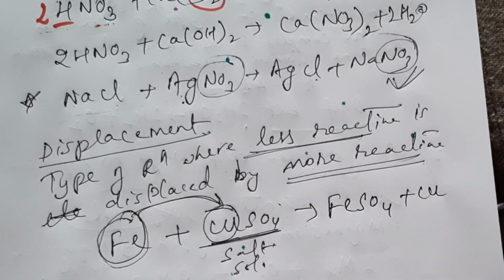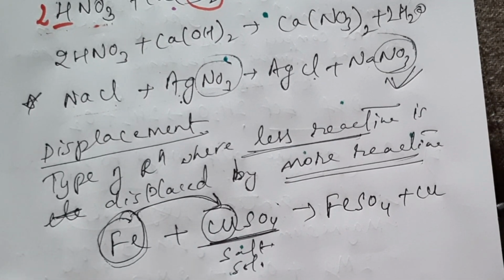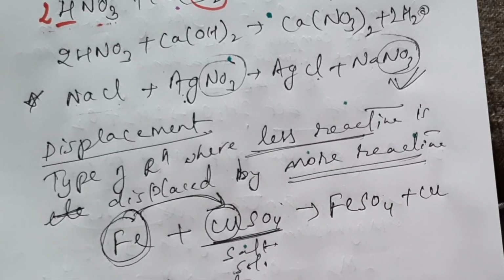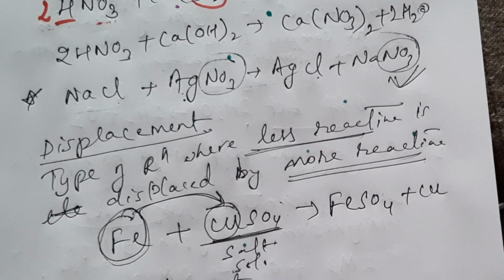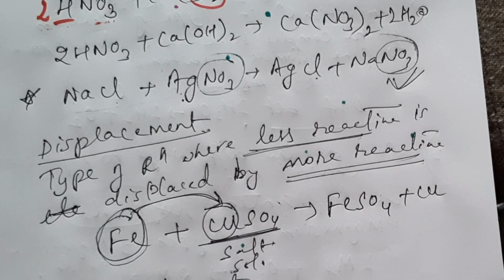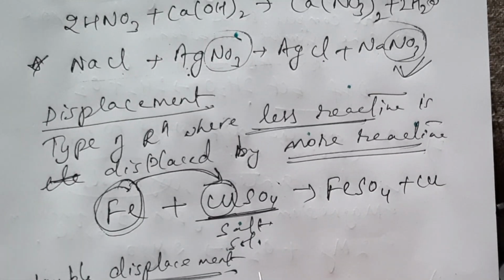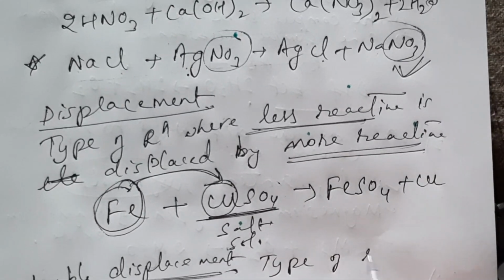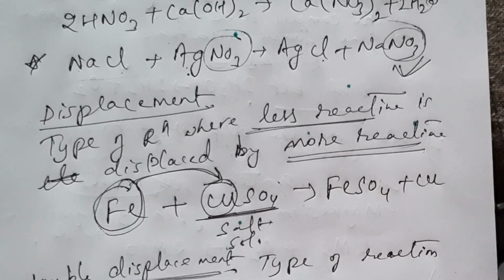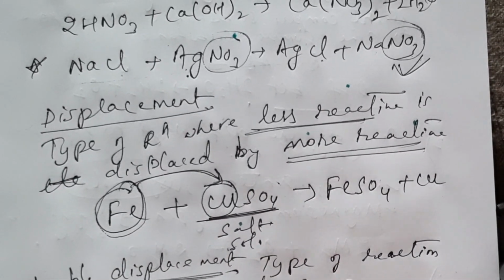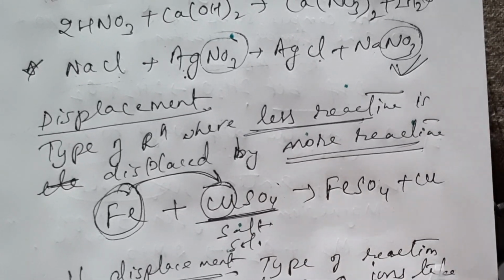After displacement, the next type is double displacement. So what is double displacement? The same definition. Here there is exchange of ions. So both the ions are getting displaced. We call it a double displacement reaction. Double displacement reaction is a type of reaction where there is an exchange of ions between the reactants.